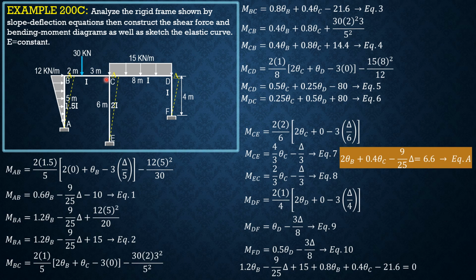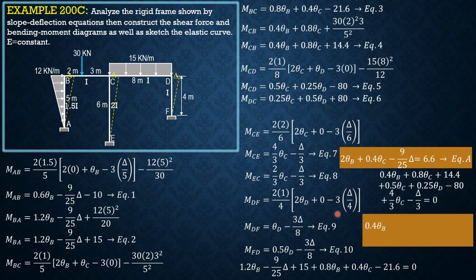At C, MCB plus MCD plus MCE equals 0. So MCB is 0.4 theta B plus 0.8 theta C plus 14.4 plus MCD 0.5 theta C plus 0.25 theta D minus 80, then MCE plus 4 thirds theta C minus delta over 3 equals 0. So combining like terms, simplifying, setting up equation B, 0.4 theta B plus 179 over 30 theta C plus 0.25 theta D minus delta over 3 equals 65.6. Call that equation B.